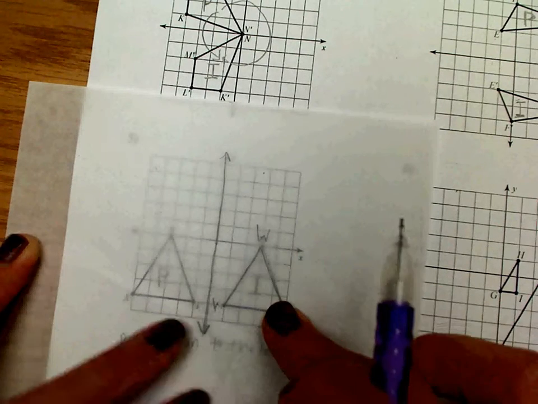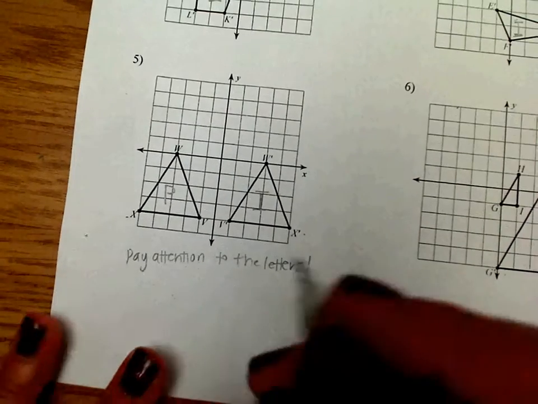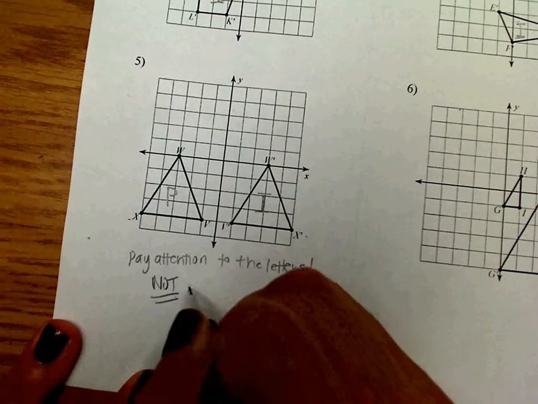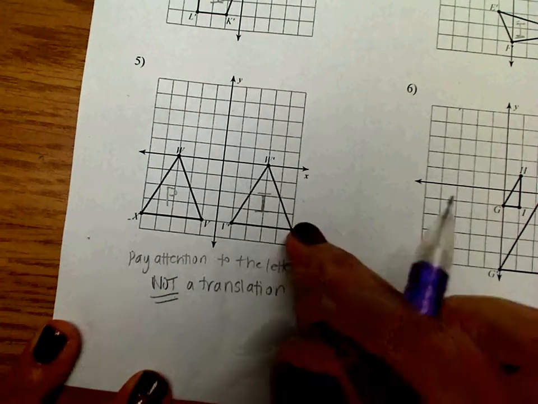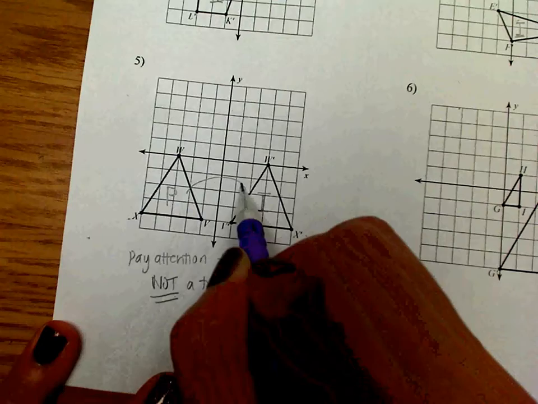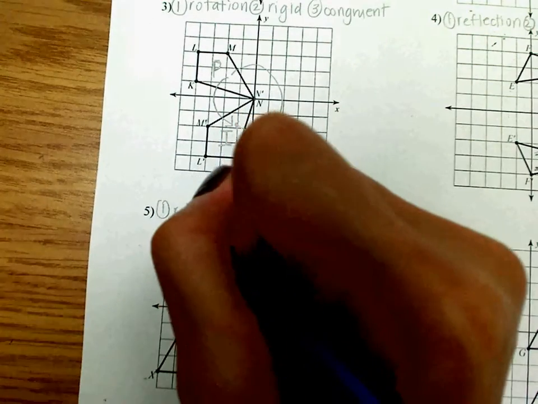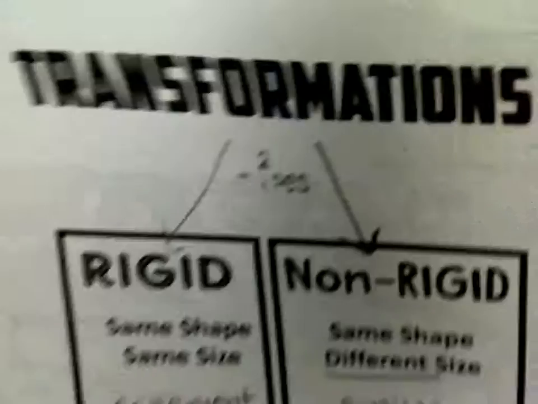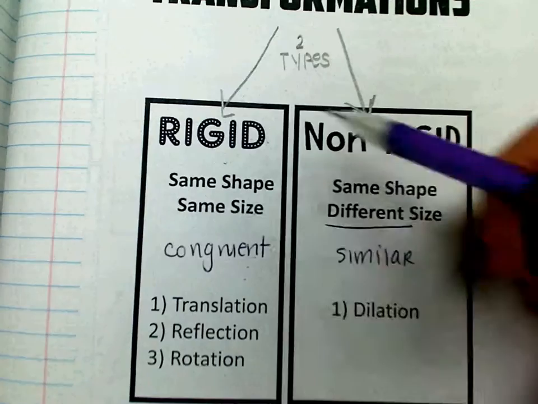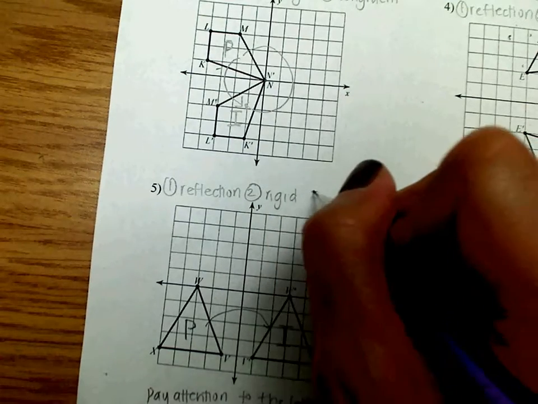So it's not a translation. This is where a lot of students do not pay attention to the letters and they just say, oh, it slid over. It didn't slide over. It actually reflected over the y-axis. So this is a reflection. And all reflections are rigid. The only thing that's non-rigid is dilation. So all rigid transformations have their pre-image and their image being congruent.